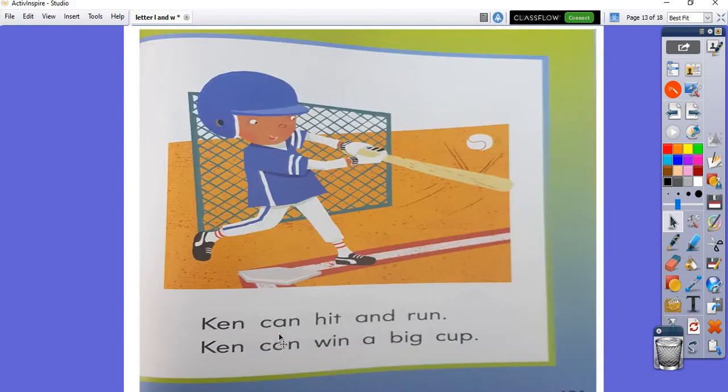Ken can hit and run. You can see this picture. This boy also, he's playing. He's having the baseball. This is baseball and this is the bat for the baseball. He hit the ball and he run. Ken can win a big cup. Wow, this boy name is Ken.